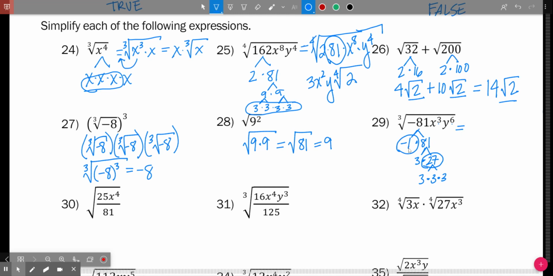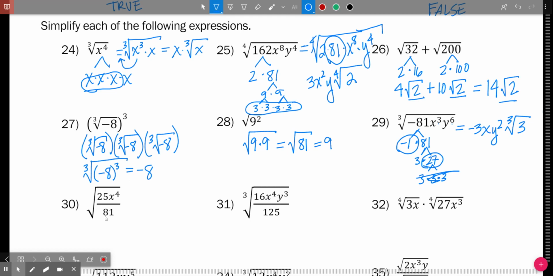So my cube root of negative 1 is negative 1. My cube root of 27 is 3. The cube root of x cubed is x. The cube root of y to the 6th is y squared. And this 3 has to stay inside of my cube root.